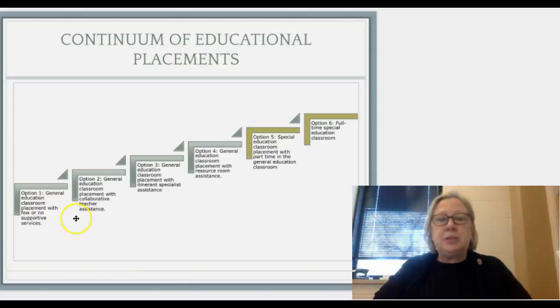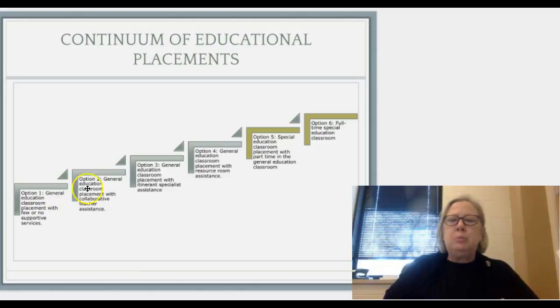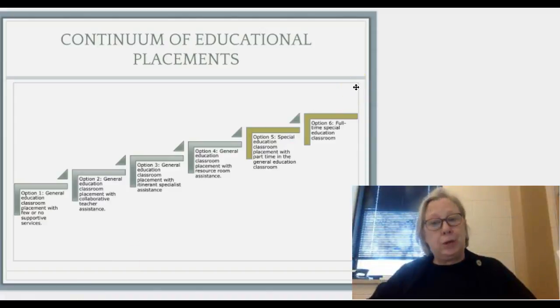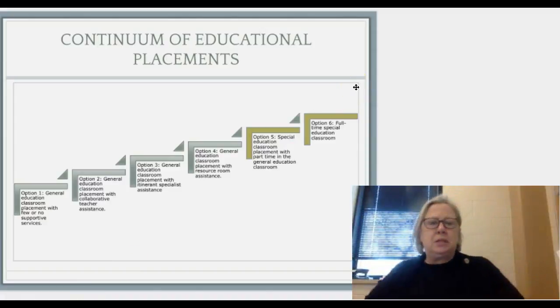If a student had special ed needs but was in option 1, they really are being mainstreamed. There's no restrictions on them. So as we move up the continuum, the placements become much more restricted. So that's why we call this a continuum.